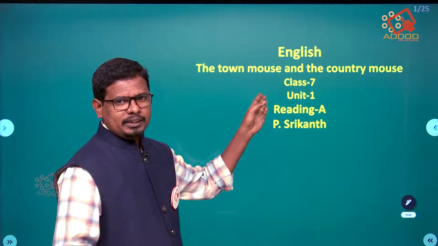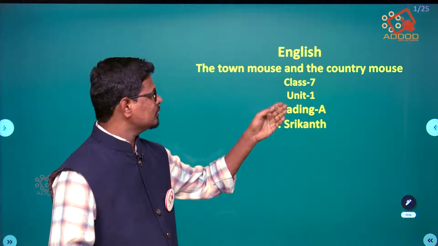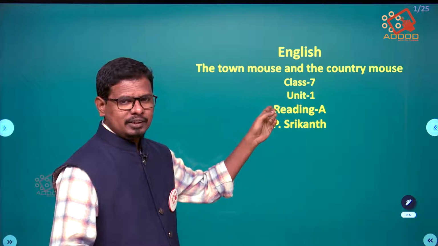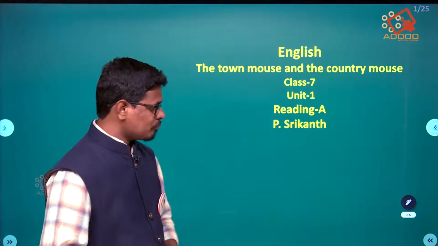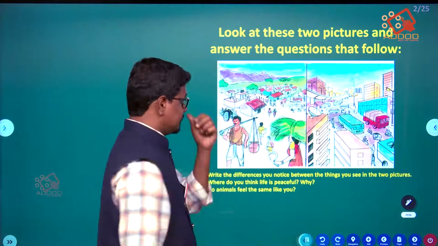The topic that we discuss today is the town mouse and the country mouse, from class 7th, unit 1, reading A. Let's get into the lesson.